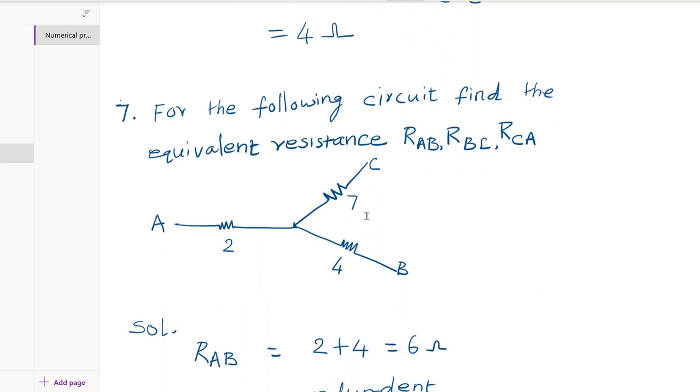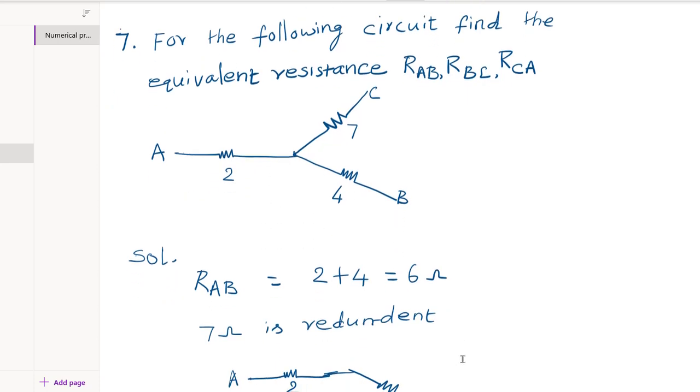Next problem, for the following circuit, find the equivalent resistance RAB, RBC and RCA. So look at this circuit. We have the 2 ohms, 7 ohms, 4 ohms, and the terminals are labeled as A, B, C like this. So here RAB means we have to calculate the resistance between this A and this B terminal, that is RAB. So there are two resistors which are connected, 2 plus 4, so we get 6 ohms.